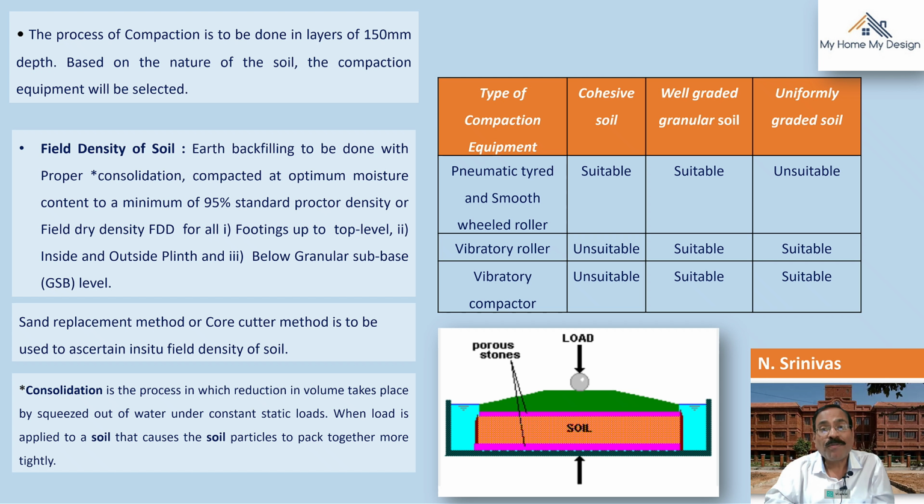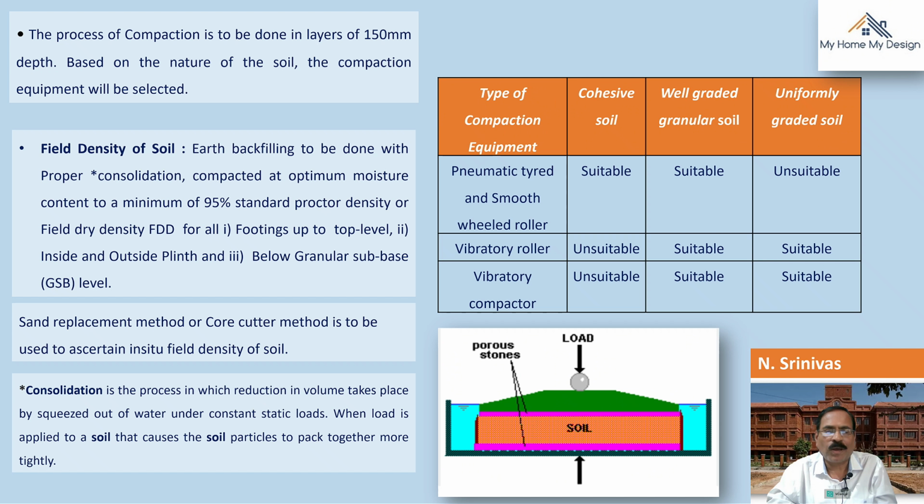Next, type of compaction equipment. What are the different types of compaction equipment depending upon the type of soil? One is cohesive soil, well graded granular soil, and uniformly graded soil. So type of compaction: pneumatic tired and smooth wheeled roller, which is suitable for cohesive soil, suitable for well graded, and uniformly graded soil, which is not suitable. Vibratory roller, which is unsuitable for cohesive, suitable for well graded, and suitable for uniformly graded.